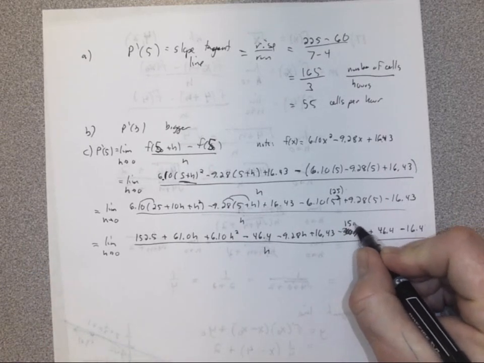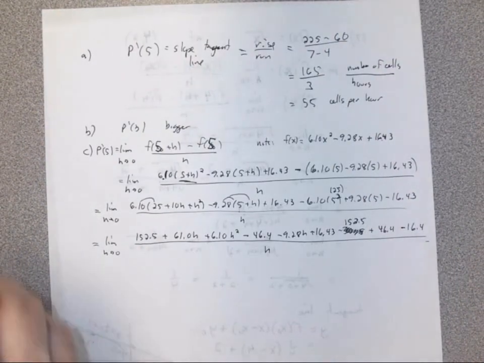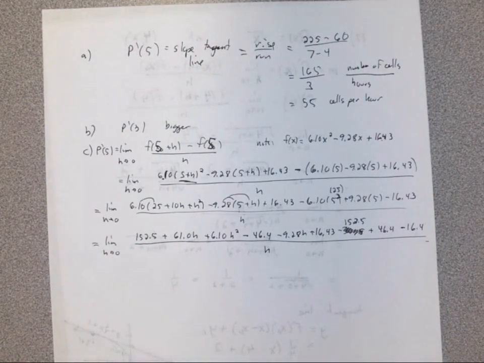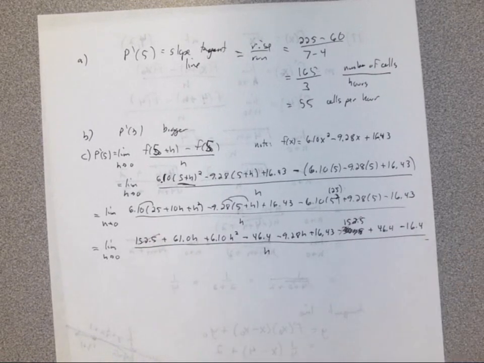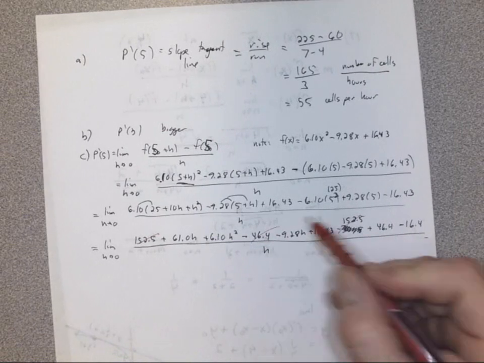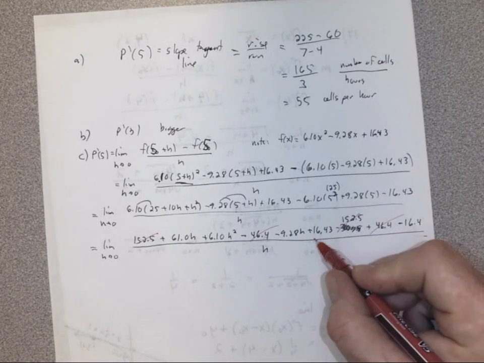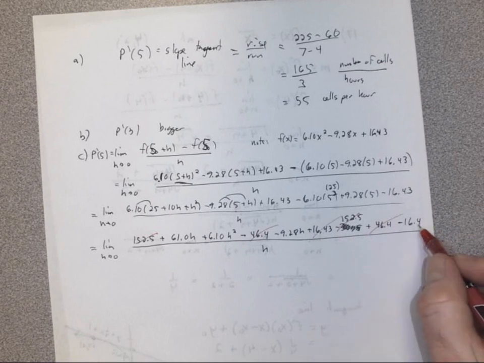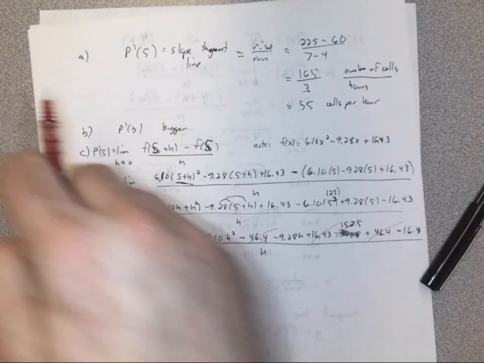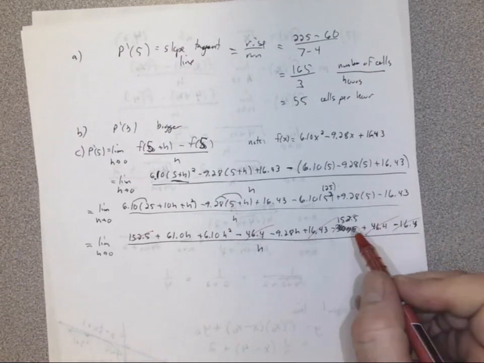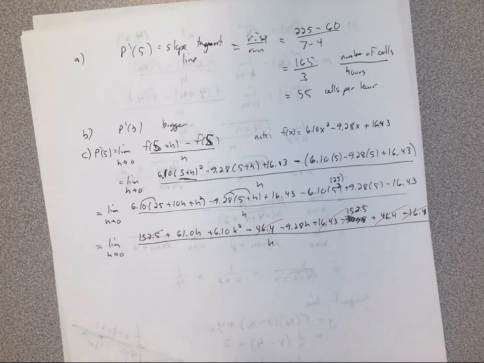That's good. 152.5. Okay, let's get rid of stuff because I don't want to write that anymore. So I have a 152.5 and I happen to have a negative 152.5, right? I have a negative 46.4, I have a positive 46.4, right? I got a positive 16.43, and this is supposed to be a 3. I lost it in the other paper, but this is 4.3. So this is a negative, this is a positive. And everything left has a what in it? An h.